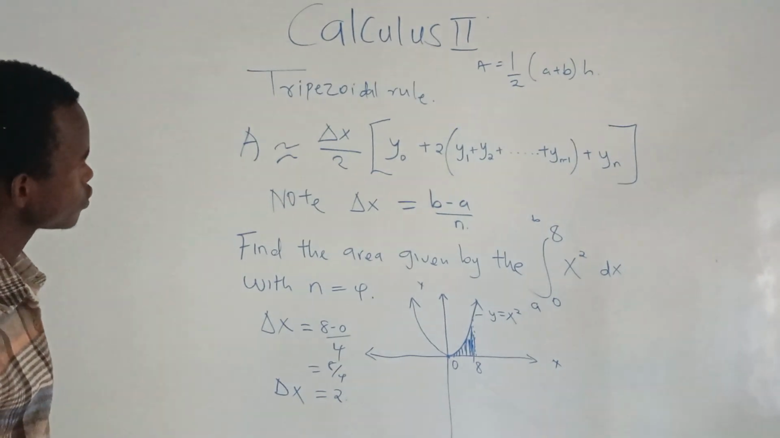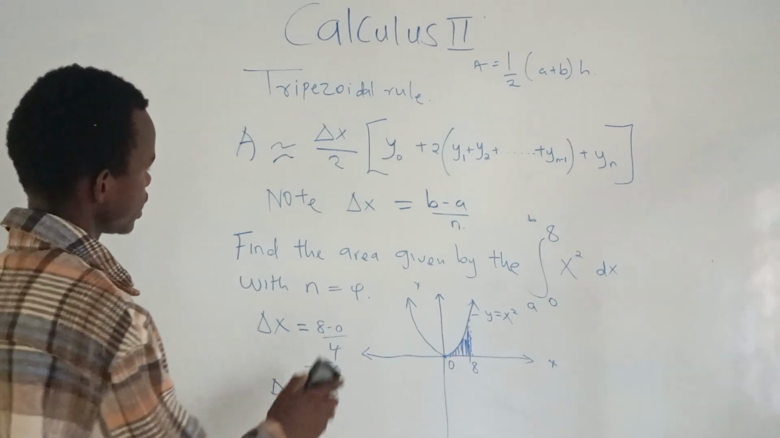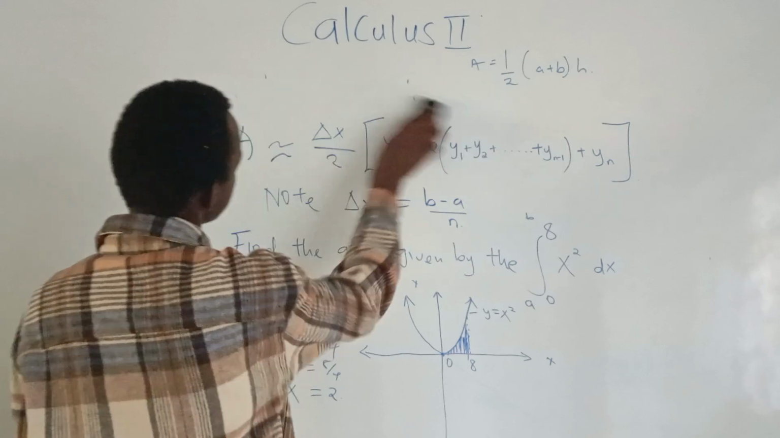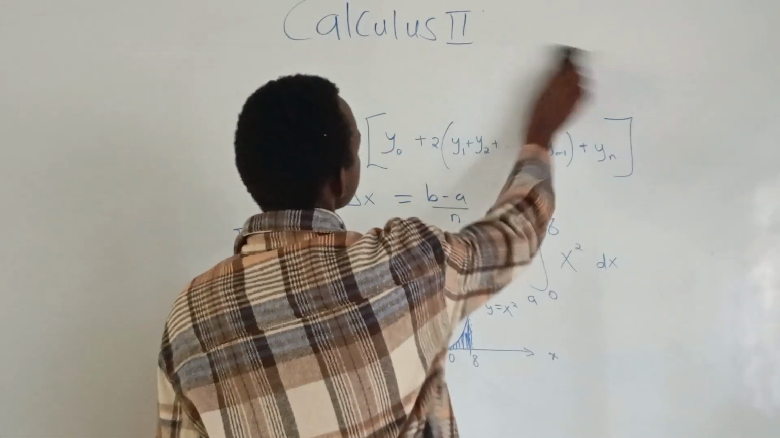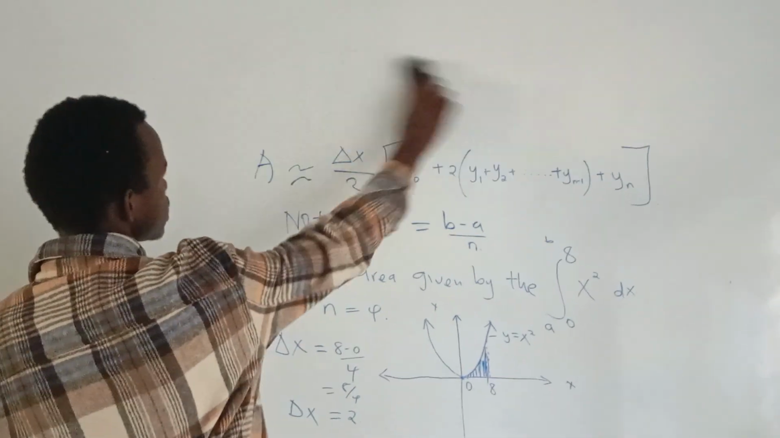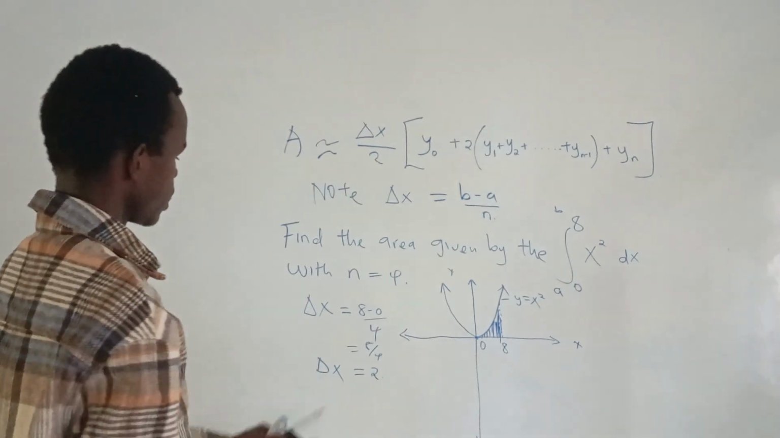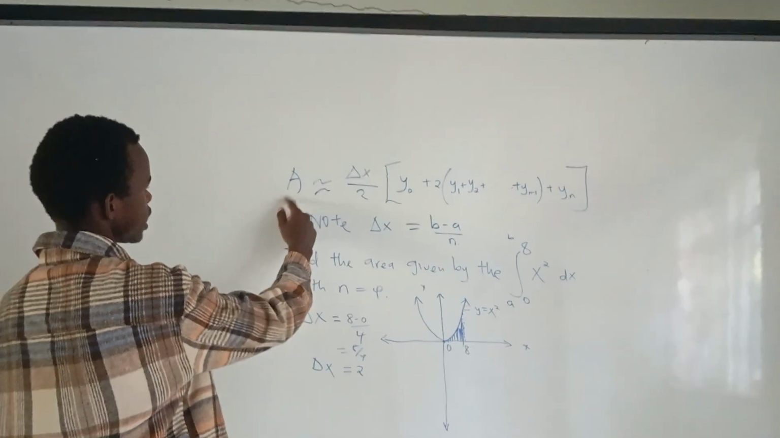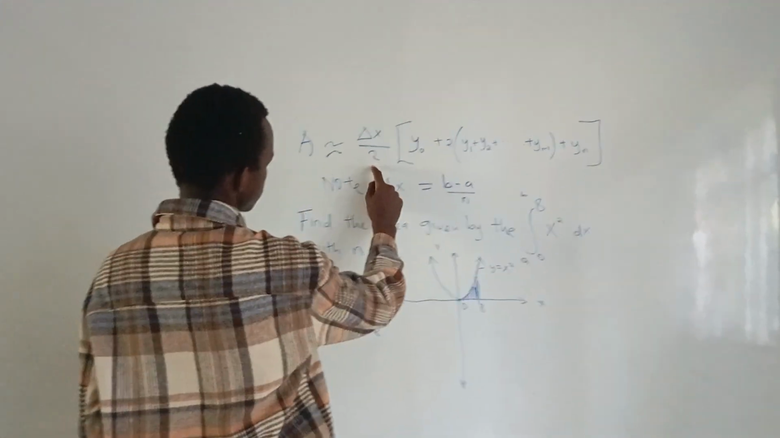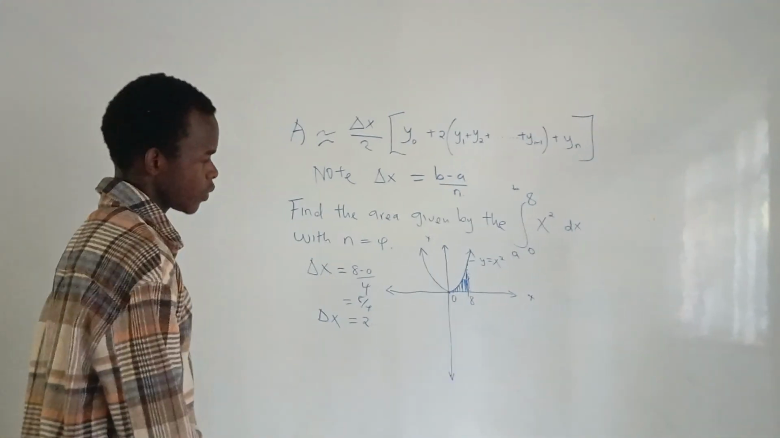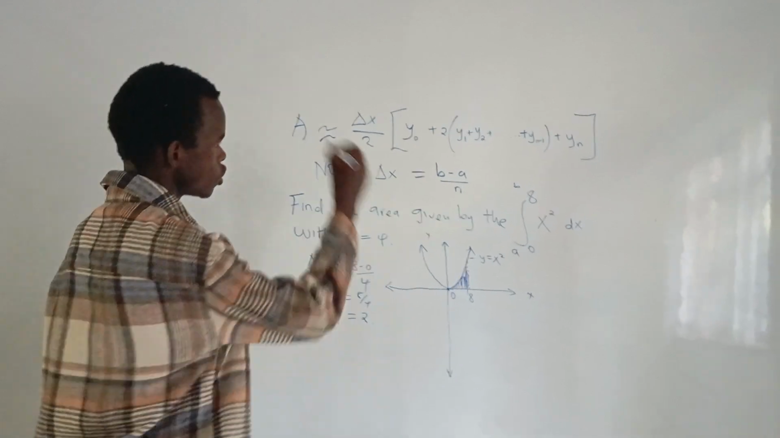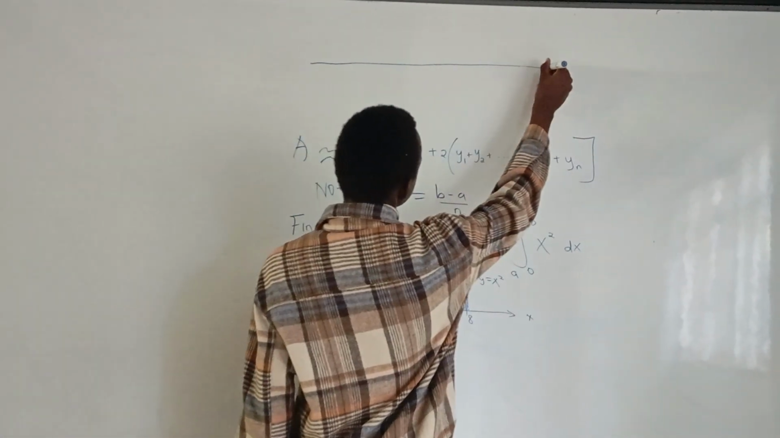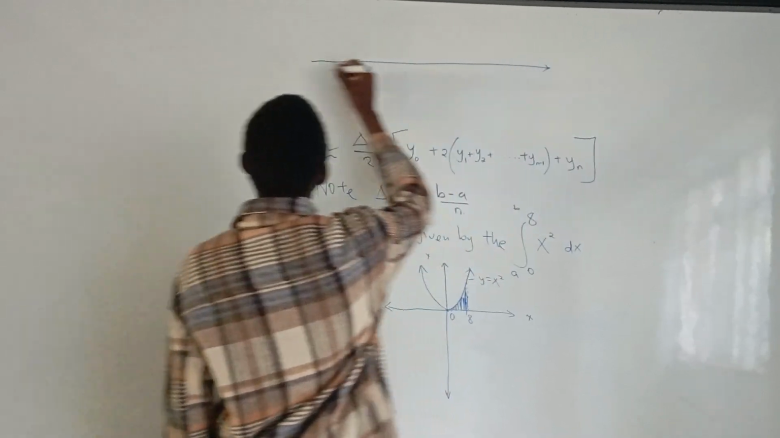Let me clear here. This is the trapezoidal rule. Keep in mind that is the trapezoidal rule. This is our delta x. The formula says area equals delta x divided by 2 into the bracket. So let's compute our y1. We'll have to draw a number line.